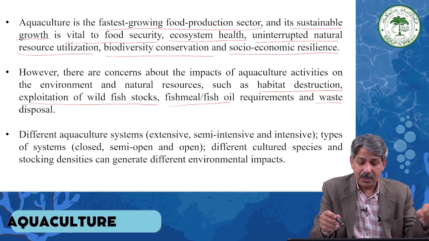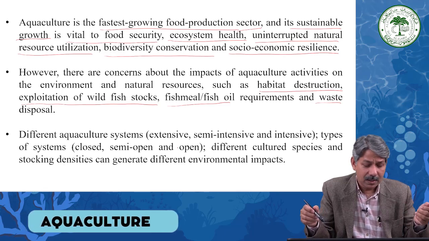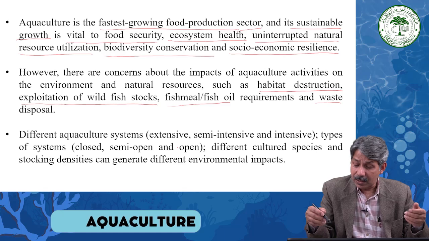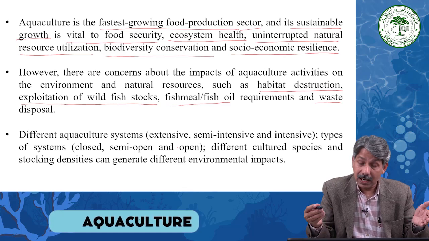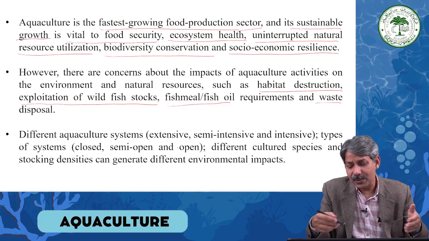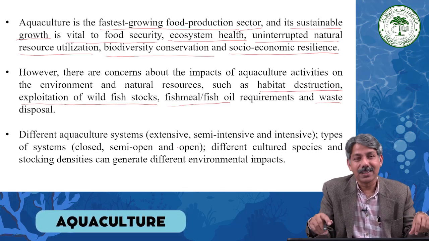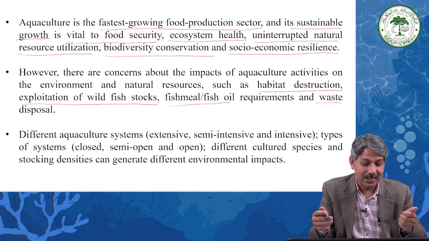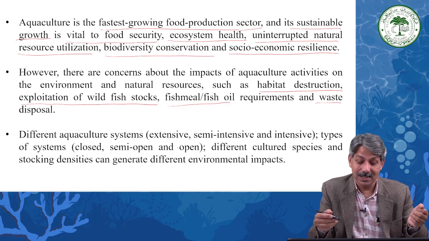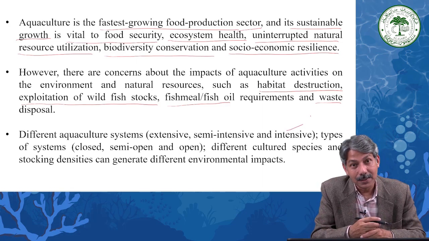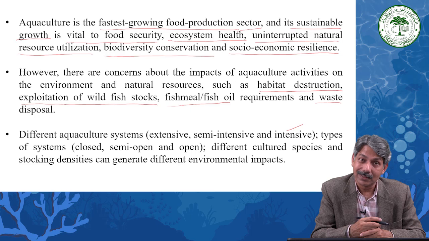Different aquaculture systems like extensive, semi-intensive, intensive types of systems, closed or semi-open or open, different cultured species, different kind of candidate species which are being cultured, and stocking densities can generate different environmental impacts. It has been written here in just one sentence, but I have elaborated it to you in an entire lecture how different systems can contribute. It's not like people say that only intensive aquaculture can cause harm to the environment, but it's not like that.